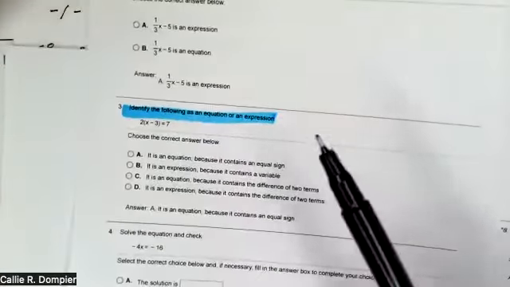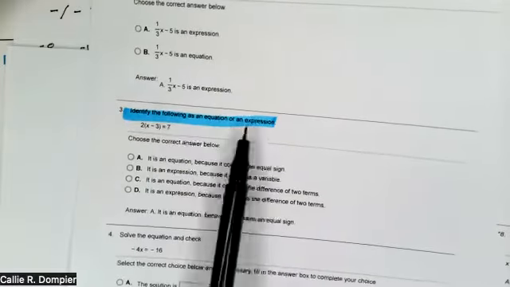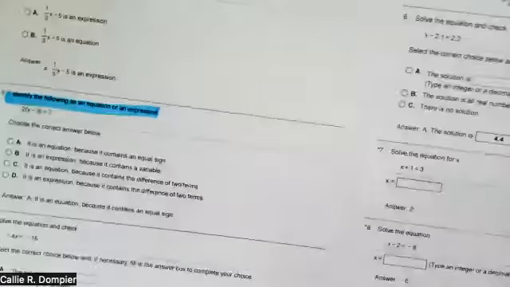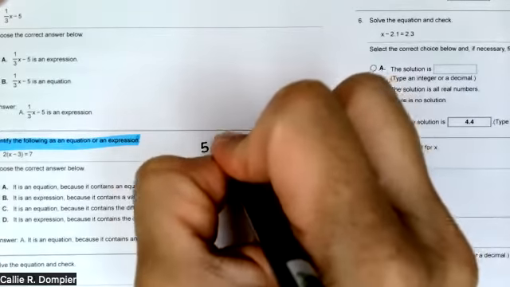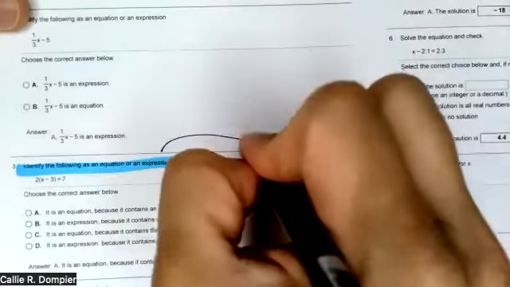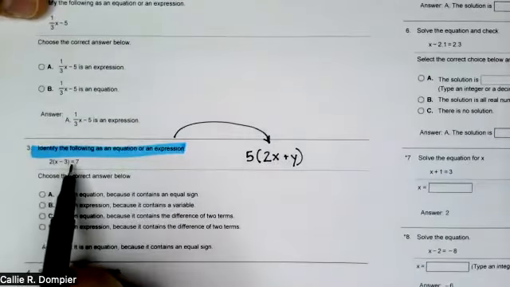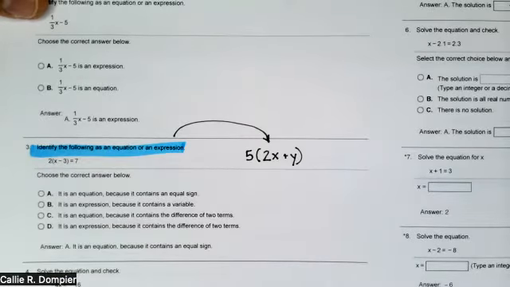All right. For example, in my math lab, you might see this question: identify the following as an equation or an expression. If it has an equal sign, it is an equation. Okay? If it was just 5 times the quantity 2x plus y, and it ended, that is an expression. It's expressing an idea. This is an equation because this side is equal to this side.